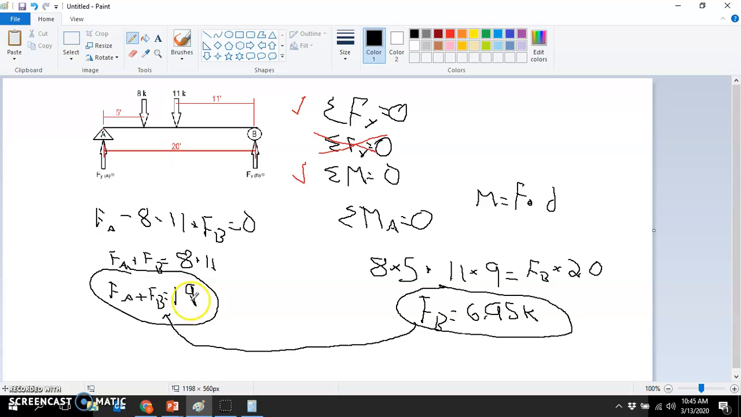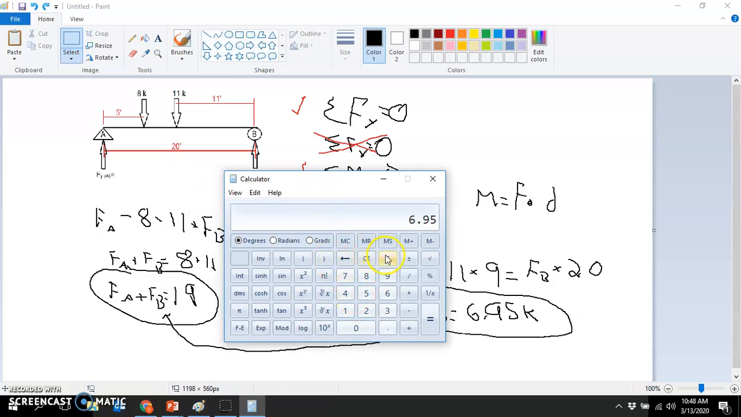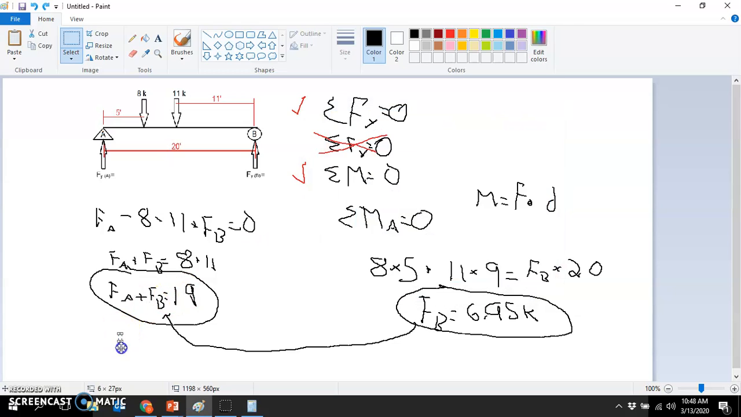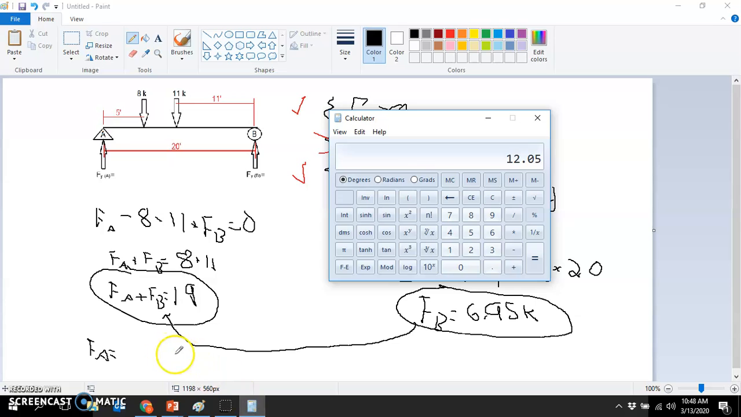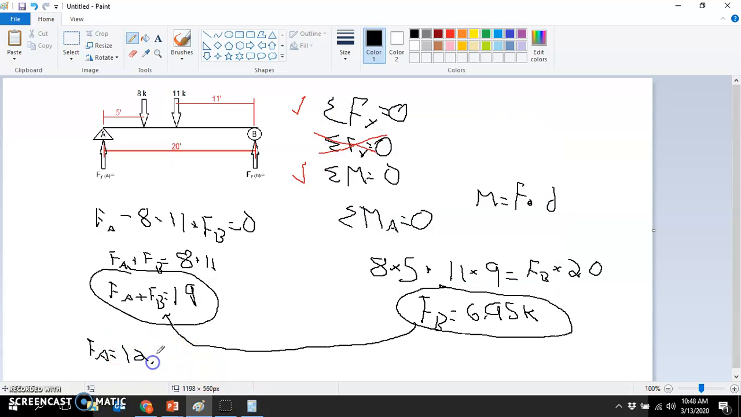Okay, so now that I know that F of B is 6.95, I could pretty easily find what F of A is. So F of A would be equal to 19 minus 6.95, which would give you 12.05. So F of A is equal to 12.05 kips. Okay, we just solved the problem.